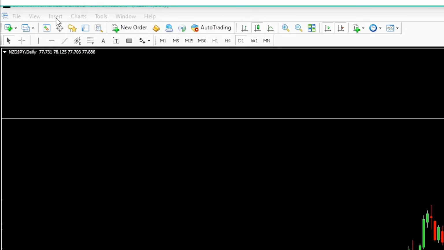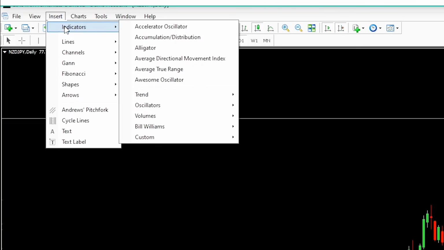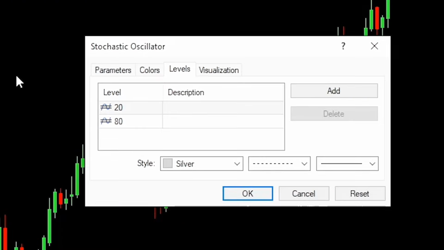We go to the top here, see Insert, locate the folder that has the indicators in it. There it is, and scroll across and you'll see oscillators. Remember, stochastics is an oscillator. So find the oscillator folder, and there it is, the stochastics oscillator, just down there. Click on that, and that will load the panel where you can change the settings and so forth.